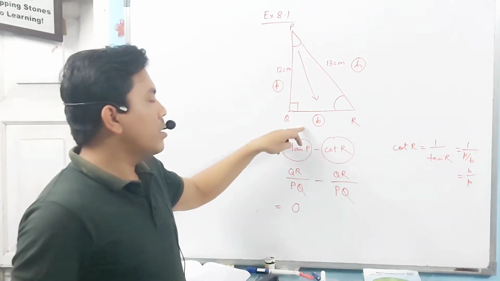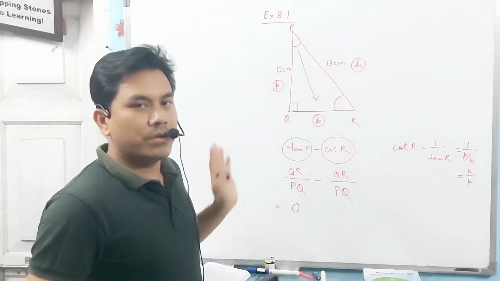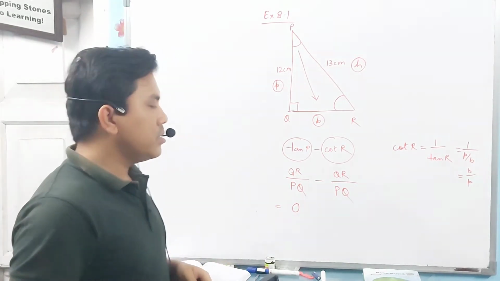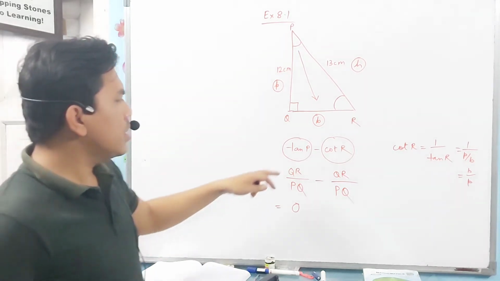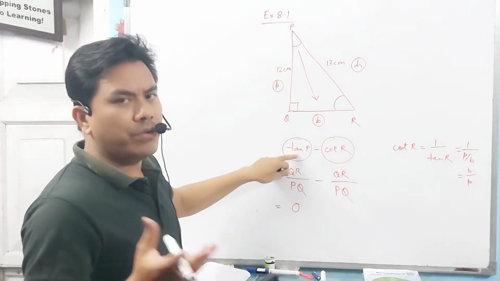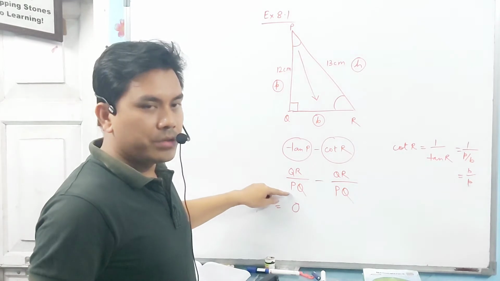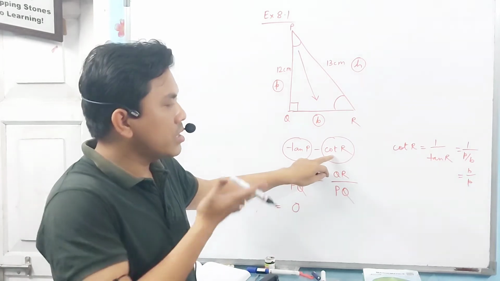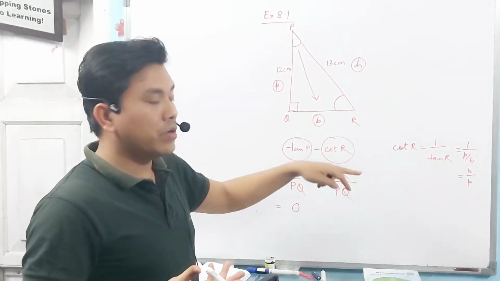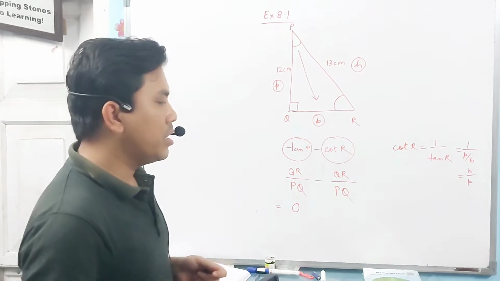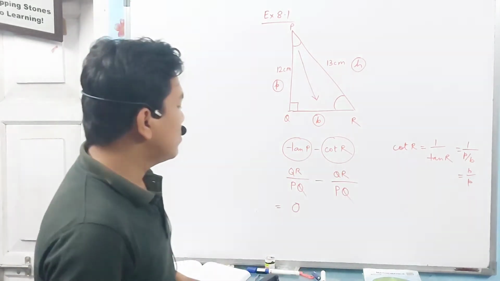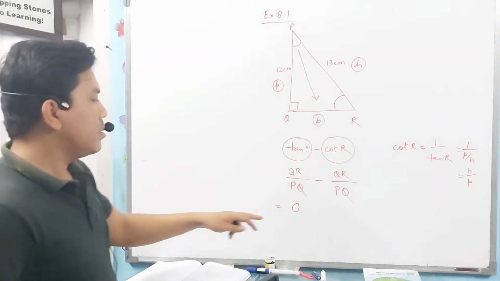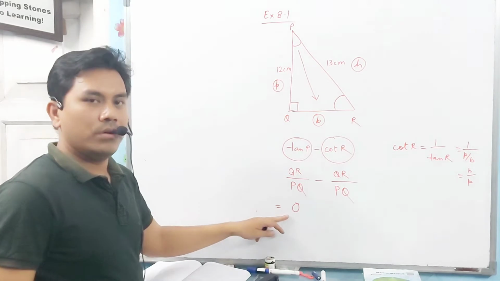Either we can find out QR by using Pythagoras theorem, then put the values and finally it will be cancelled. Or this is the other way. Tan P, as we know, is perpendicular by base. So we will write that as it is. Cot R will be the reciprocal of tan R. So tan R is what? Perpendicular by base again. It will become base by perpendicular as I have shown here. So this also will become QR by PQ. Both of them will be cancelled and we got the answer 0.